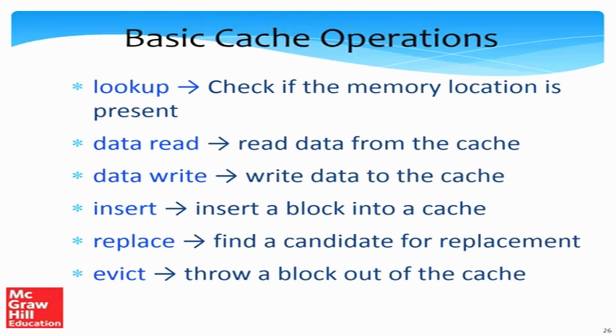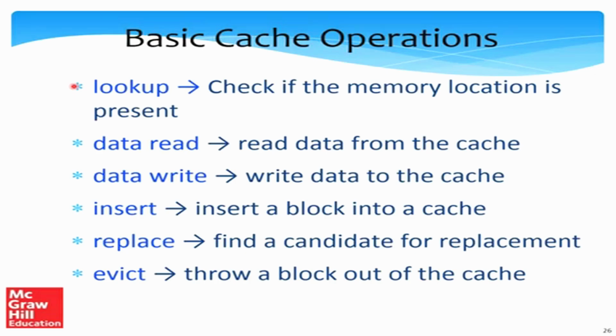The first operation is lookup. We check if a given memory address is present inside the cache. That's the first thing that we check. If it's not present inside the cache, we declare a miss and we just move out. But if it is present inside the cache, then we can do several things. If it's a load, we can read data from the cache, so it's a data read operation. If it's a write, we can do a data write operation. We can write data to the cache and we'll be done.